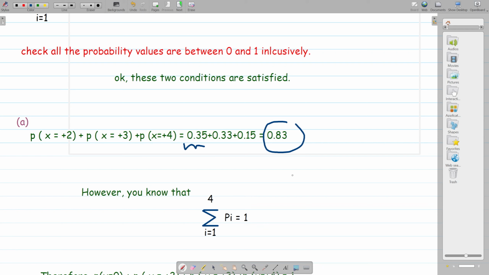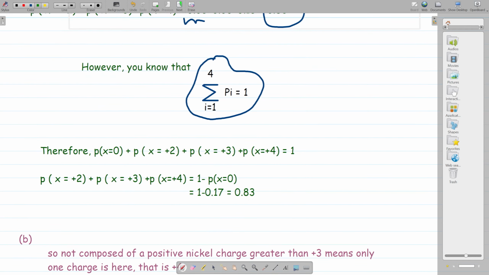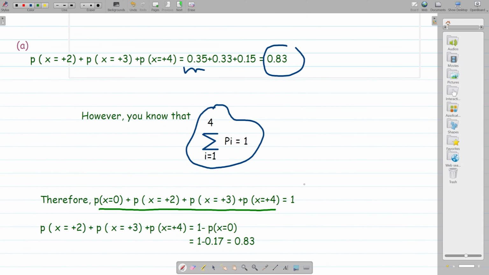But I'm going to teach you a shortcut, an interesting method to find that. You know that all the probability values for a discrete probability distribution should sum up to 1, right? This is how we write that: sigma i equal to 1 to 4 of p_i should be equal to 1. For part A, the desired part is the probability x equal to 2, x equal to 3 and x equal to 4. This part, you should calculate the sum of.